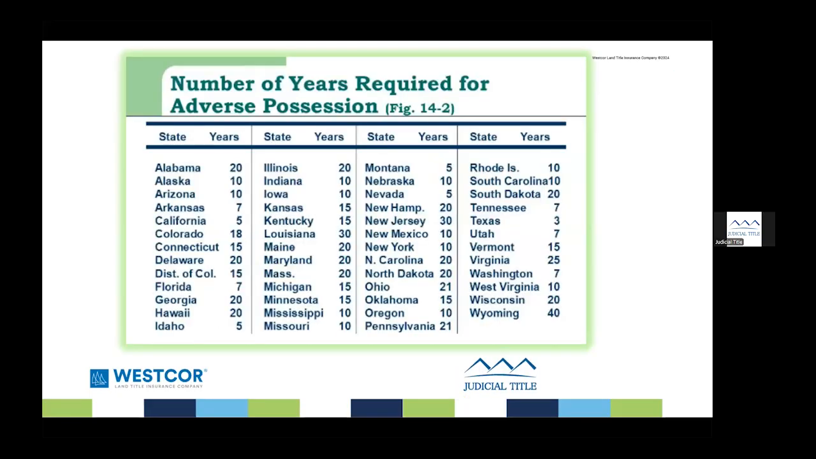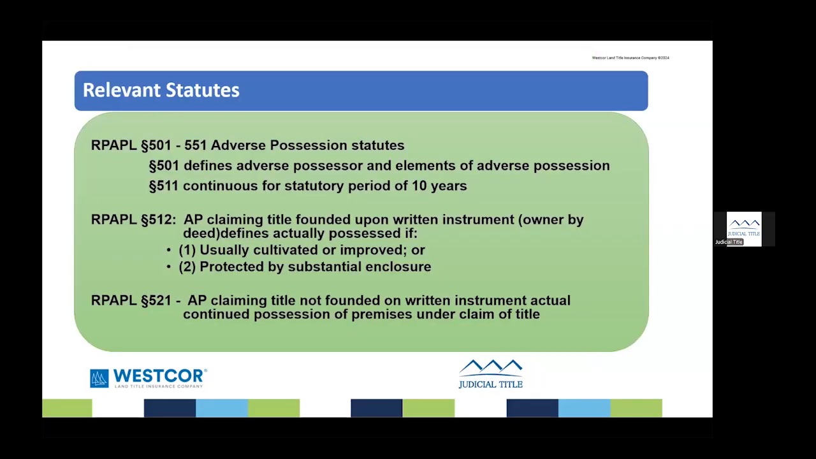This gives you an overview of the different states and their different adverse possession years to establish adverse possession. Again, it's all over the board in terms of the number of years. And obviously in New York, now it's 10 years. That was moved from 20 years in 1963. So moving on to the next slide, talking about the statute in a little more detail and where it's changed.